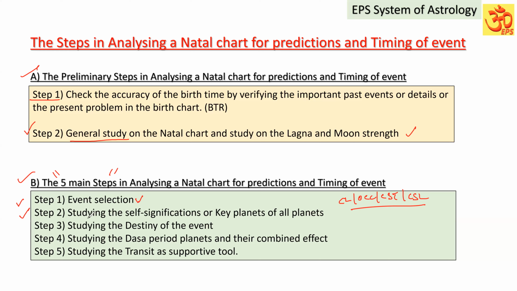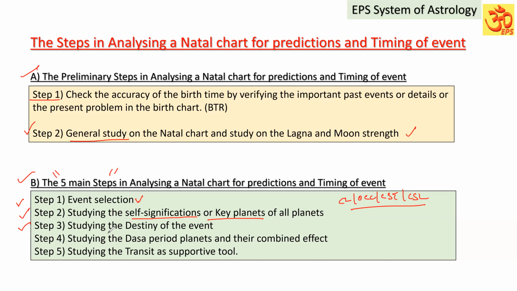Step number 2, studying the self-signification or key planets of all the planets. Once the event is selected, the favorable and unfavorable houses will be colored. And now we have to do the important step, studying the self-significations. Left to right, we have to study from CL to CSL, whether that planet, out of all 9 planets, is favorable for the event, unfavorable for the event, or a mixed planet for the event. This is a very important step, studying the self-significations or key planets of all the planets.